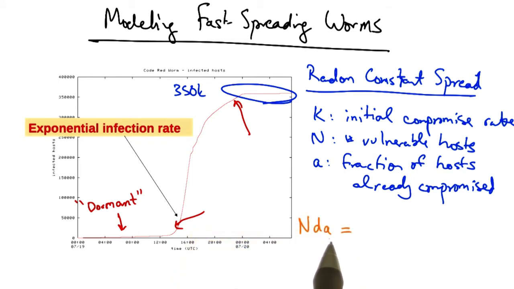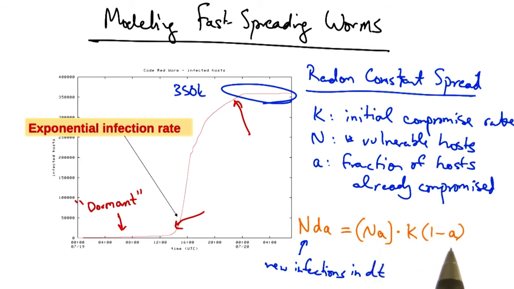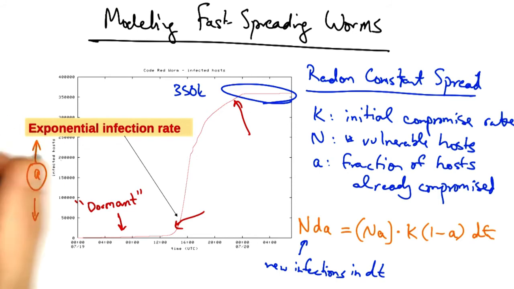So if N da is the number of newly infected machines in dt, we can express that in terms of the number of machines already infected, which is N times a. So these are the hosts already capable of doing more scanning. And now k times (1 minus a) is the rate at which uninfected machines become compromised in a particular time interval, dt. If we solve for a, the fraction of hosts compromised, which is effectively the y-axis of this graph, then we get the following.